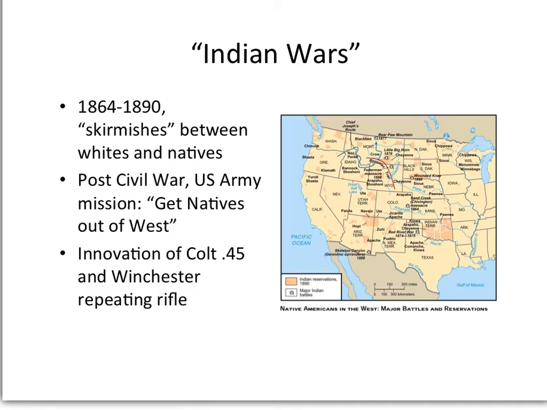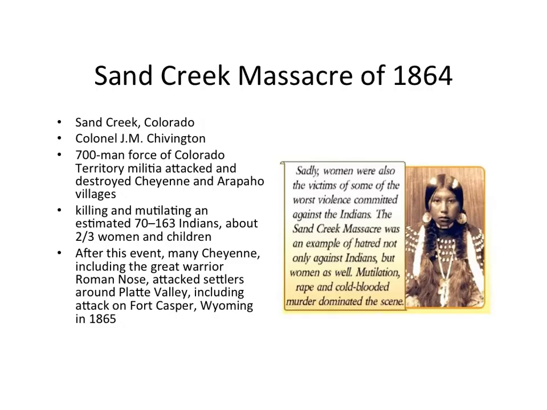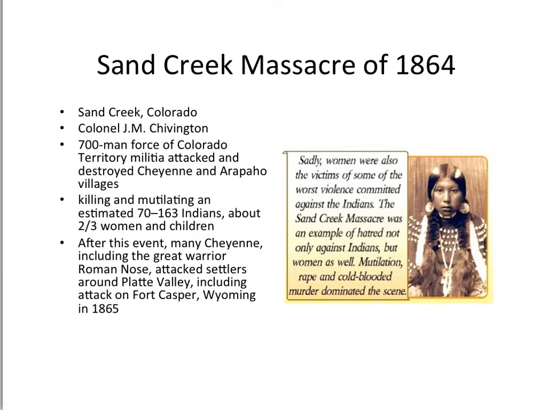So the innovation of the Colt 45 and the Winchester repeating rifle was huge in terms of getting the natives out of the area. Then one of the things that we'll see is a series of quote-unquote skirmishes or battles between the natives and the whites. Many people say massacres on both sides. One of the first major ones was the Sand Creek Massacre of 1864. It happened in Sand Creek, Colorado.